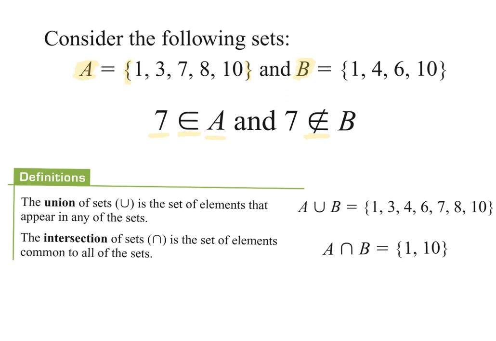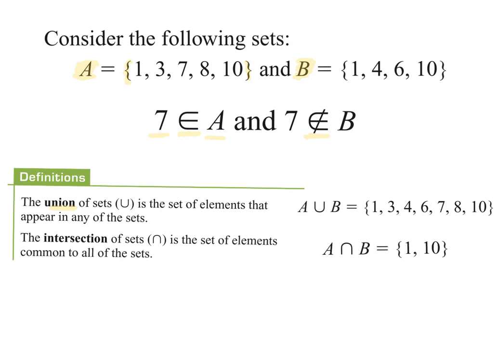So if I were to list A union B, I have 1, 3, 4, 6, 7, 8, and 10. 1 and 10 are both in A and B, but you'll notice I did not list them twice, okay? So union puts the sets together. Union will say it's all of them that appear in both sets, okay? Put all the sets together, but do not repeat your numbers.